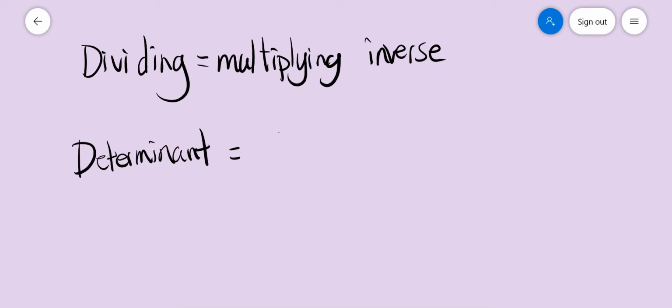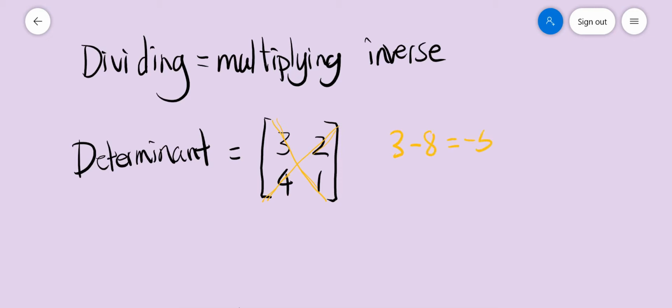So for example, you have a matrix like this. It's a square matrix. To find the determinant, you do this kind of cross multiplying: 3 times 1 minus 2 times 4. Remember, you first do 3 times 1, then 2 times 4, first from left to right, then from right to left. Got it? So for this one, we got 3 minus 8. The determinant of this matrix is minus 5. Okay? So this is the determinant.